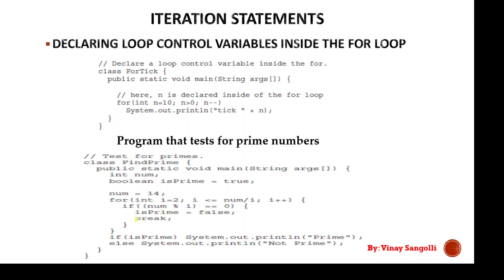Once you break it, it will come outside and go for the next iteration. If it is true, it will come ahead and print that it is a prime number. Else, it will print it is not a prime number. Very simple. So the only logic in this program, friends, is that num mod i must be equal to 0.